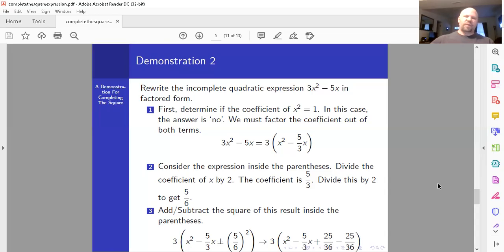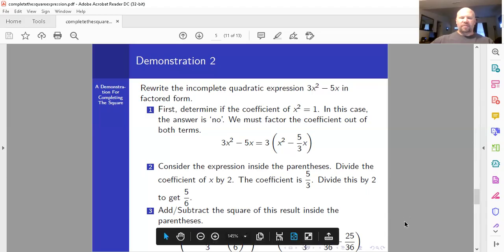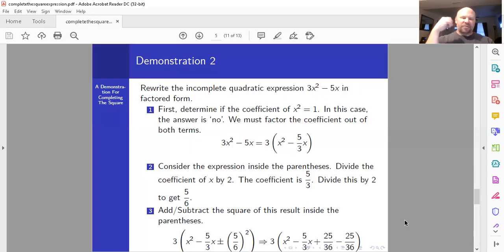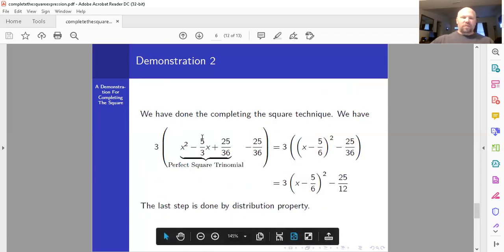And that can be rewritten as 3 times x squared minus 5/3 x plus 25 over 36 minus 25 over 36. Now remember, if we always take that plus part of the plus or minus, we always get a perfect square trinomial, which can be factored. This is the point of completing the square. You want that to come out. So now we do that.